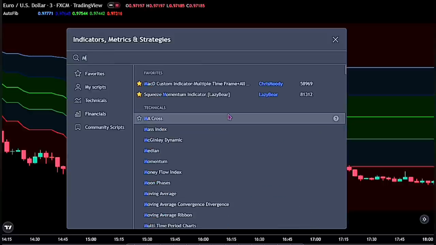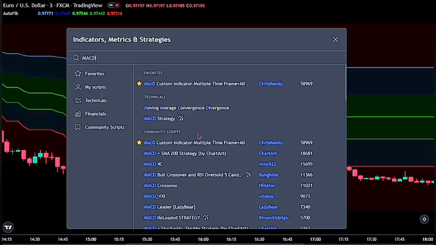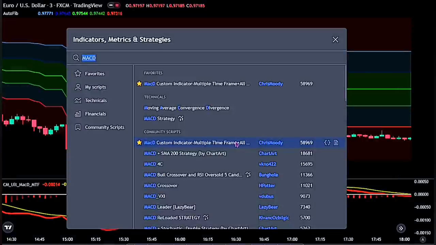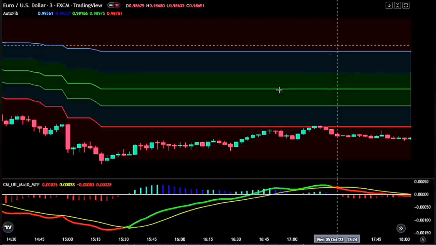And for the second indicator, add the MACD custom by Chris Moody to the chart. This is an extremely popular indicator used in technical analysis. MACD can be used to identify aspects of securities overall trend.